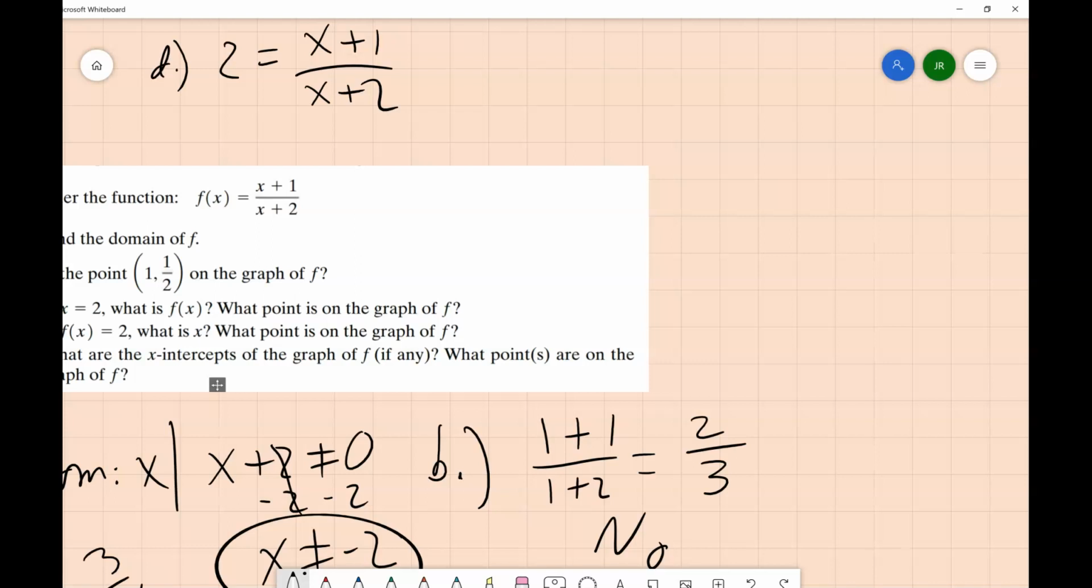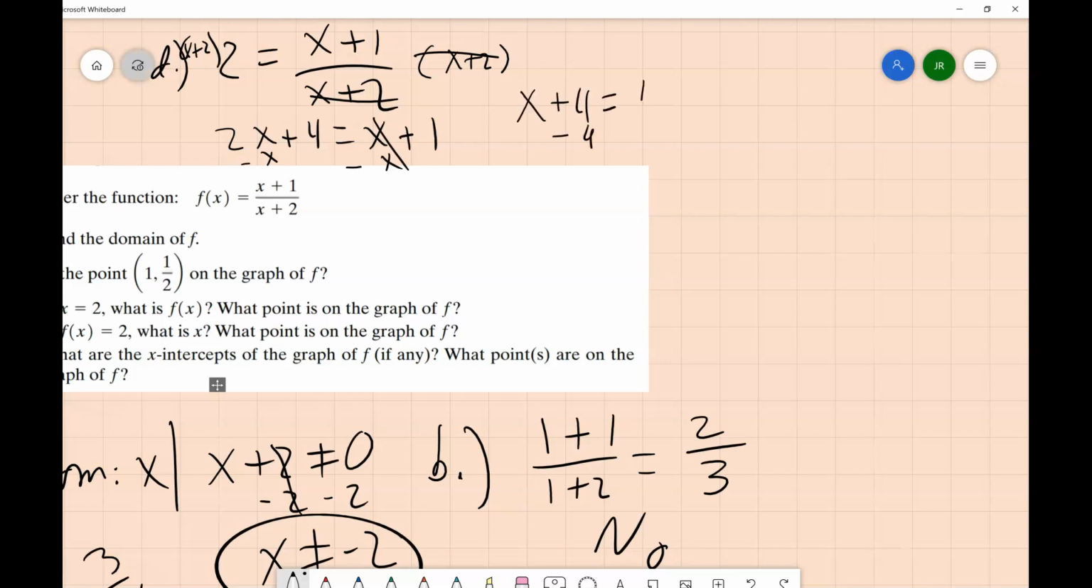I would multiply both sides by x plus 2 to get the x plus 2 off the bottom. It cancels, and over on the left side I multiply, I get 2x plus 4 equals x plus 1. I would move my x over now to get my like terms together. That would give me x plus 4 equals 1, subtract 4, x equals negative 3. So the answer to part D is negative 3 for x. And the second part of part D, what point is on the graph of f? It would be negative 3 for the x and 2 for the f of x.